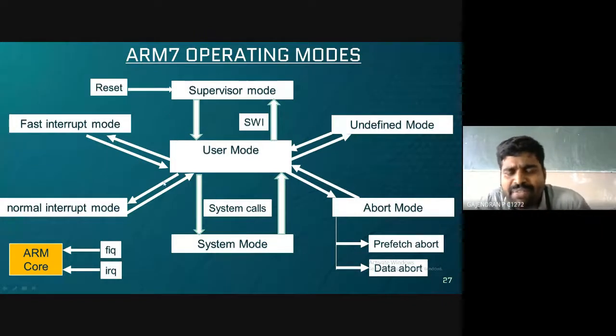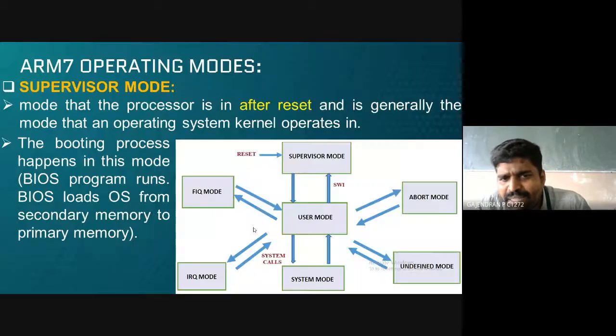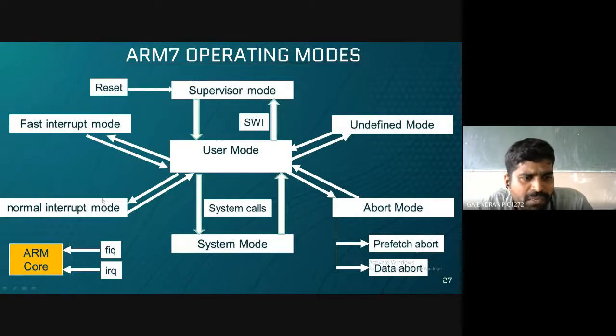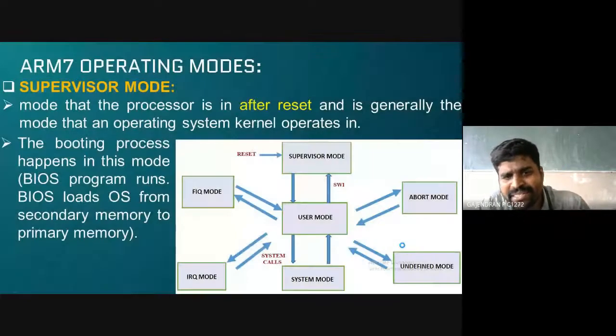So these are all the 7 modes of operation. In detail we will discuss these things, but this is the story behind that. User mode, supervisor mode, fast interrupt mode, normal interrupt mode, abort mode which has 2 types, prefetch abort and data abort, then undefined mode. If time permits, go through your handout in a little more detail.